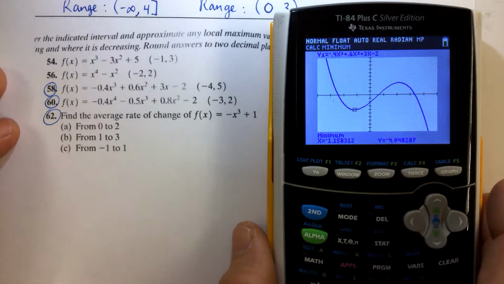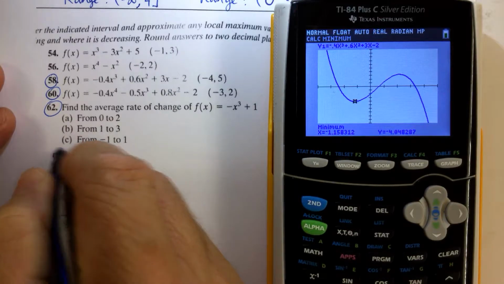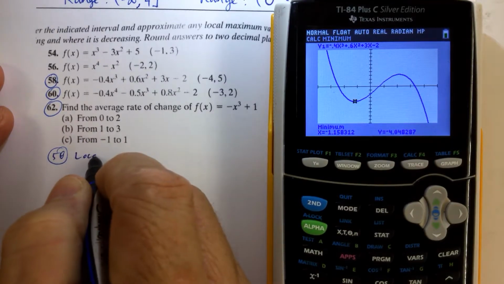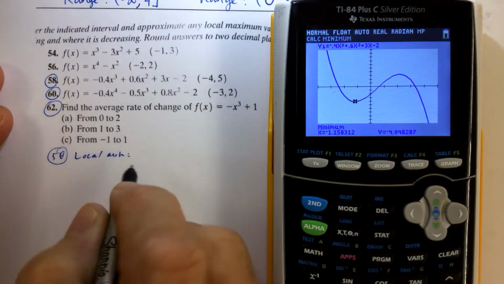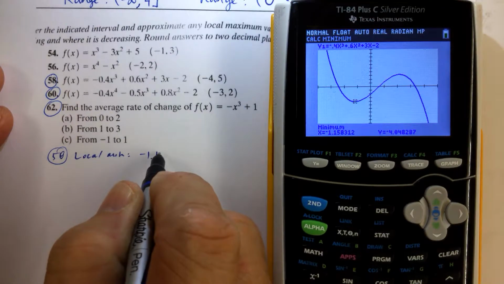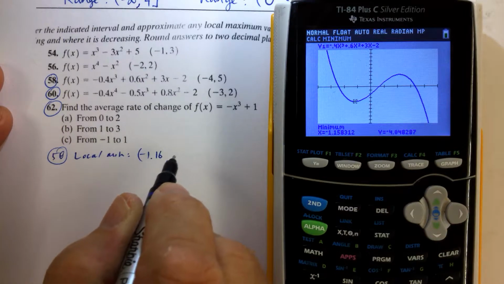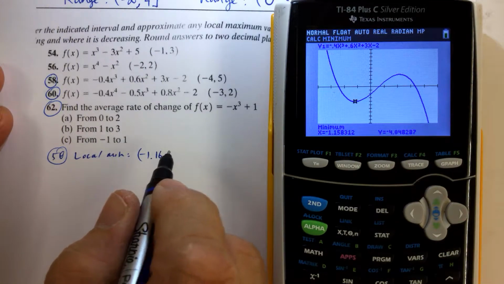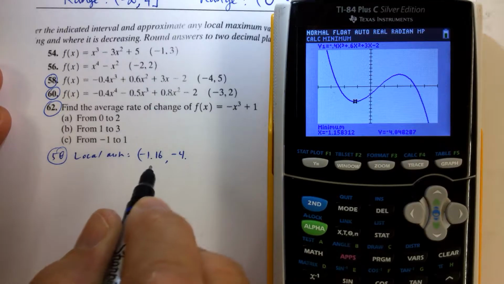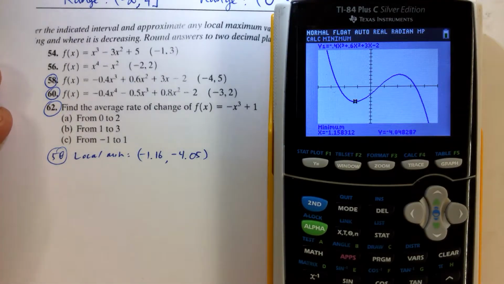So let me put the answers down here for 58. So we have a local min, and we're going to go ahead and write that in, -1 point, and it's asking for 1 digit or 2 digits after the decimal, so we'll follow that. Local min at -1.16, comma -4.05. Now go ahead and find the local max.